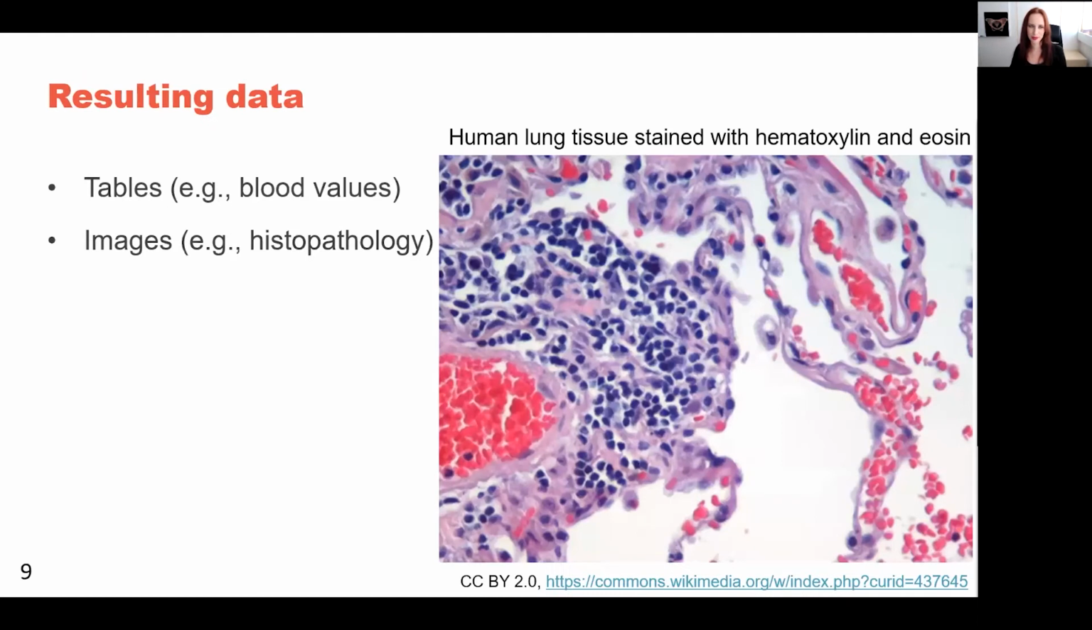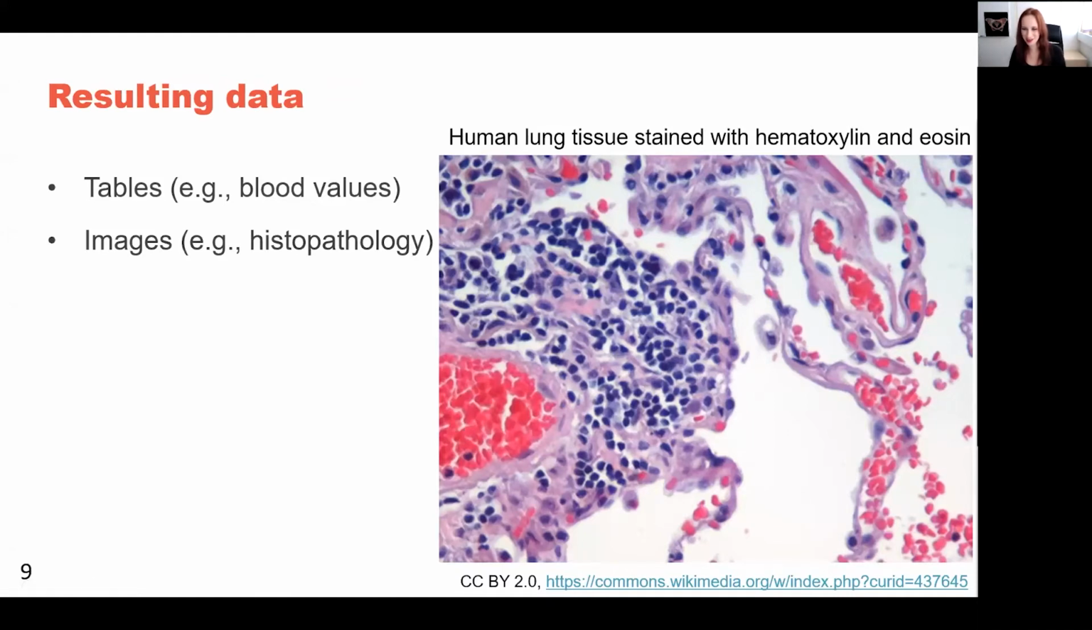So here's an example. Here on the right, you see a sample of human lung tissue, and it's stained with what is called hematoxylin and eosin. And I'm probably mispronouncing that. I hope someone will correct me on the Discord server. Anyway, what you see here is that these cell nuclei are dark blue, and then you see red blood cells in red. Good color choice there, I would say.